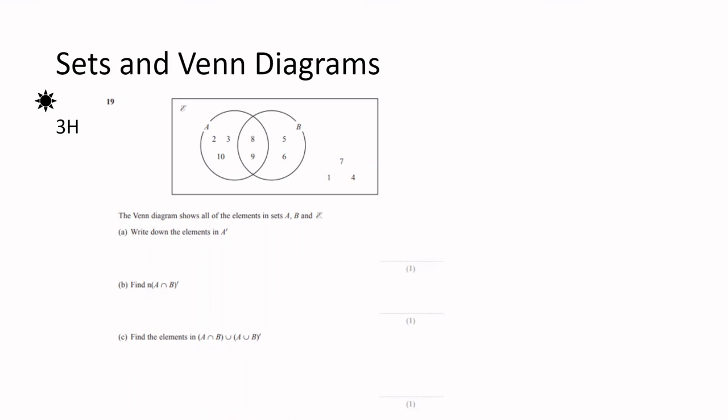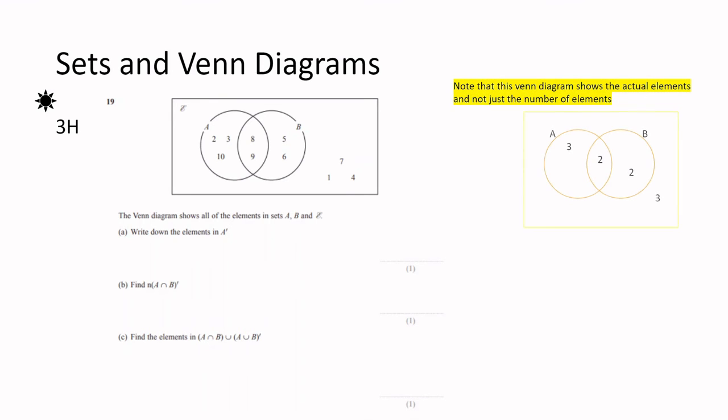Next, question 19 is sets and Venn diagrams. And I just wanted to point out as well, I think I mentioned it in the previous video, that this Venn diagram shows the actual elements in each set, whereas some Venn diagrams show just the number of elements in each set. So this Venn diagram here is equivalent to this Venn diagram over here, where you can see that in set A, there are 5 elements altogether, but 3 of them are out here, and 2 of them are here in the intersect of A and B.